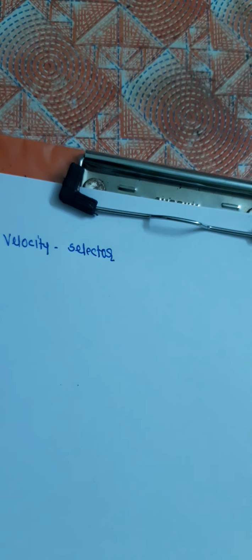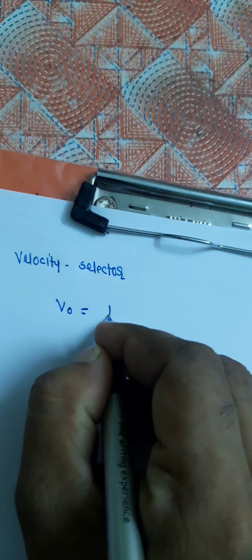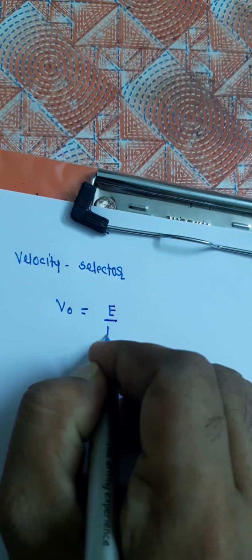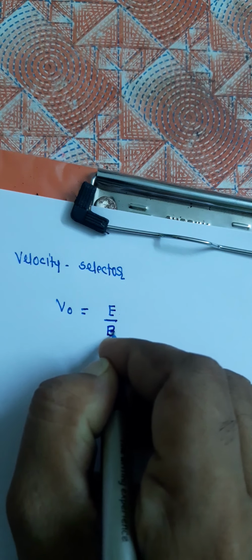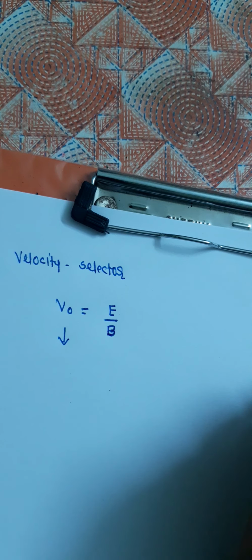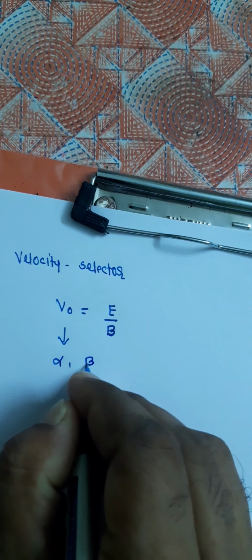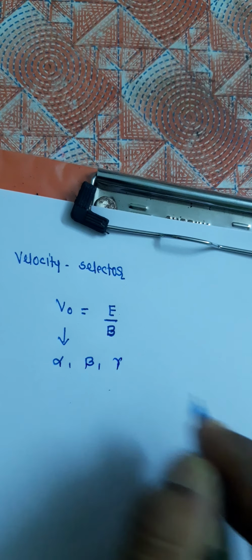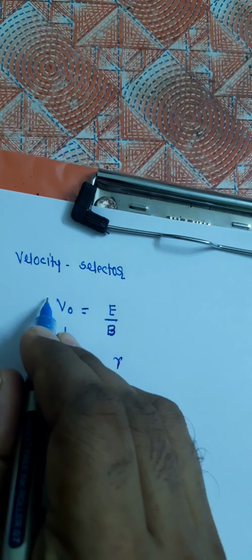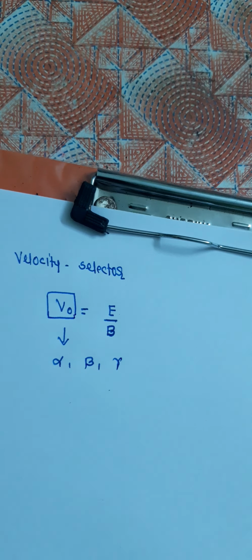Hello students. So I was telling you in the class about this formula, V naught equal to E by B. The meaning is what? This velocity is nothing but the velocity of a particle. It can be an alpha particle, a beta particle, or a gamma particle. So we want to set this speed, but this speed we cannot set actually.